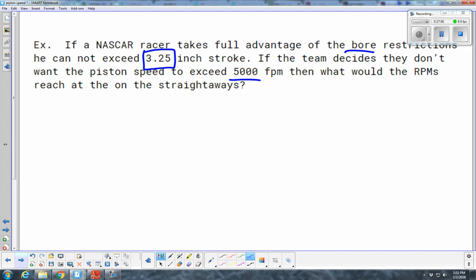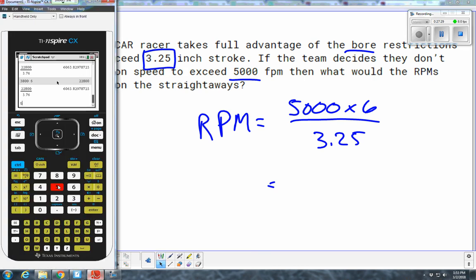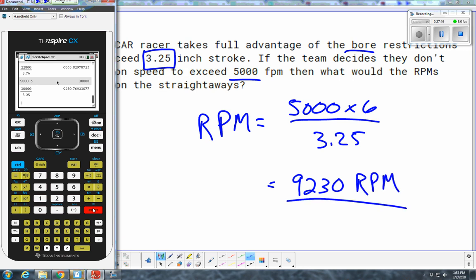Pretty easy to do. RPM equals 5,000 times 6 divided by stroke. See, same formula, you're just switching it up a little bit. So 5,000 times 6 divided by 3.25. I get 9,230. So 9,230 RPMs. They need to keep those revolutions below that, and then they're okay. As long as they don't go over that, they'll stay within their piston speed, won't end up blowing an engine or anything, and they'll be able to ride it right out.